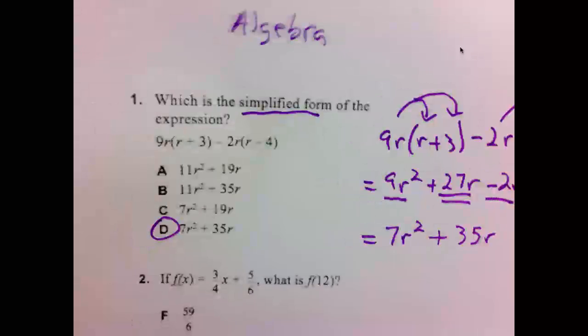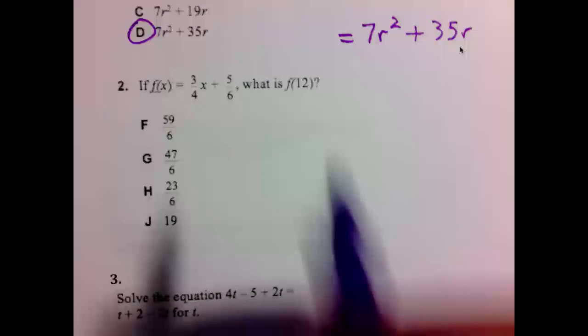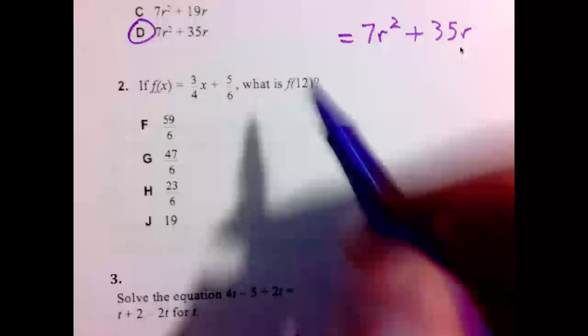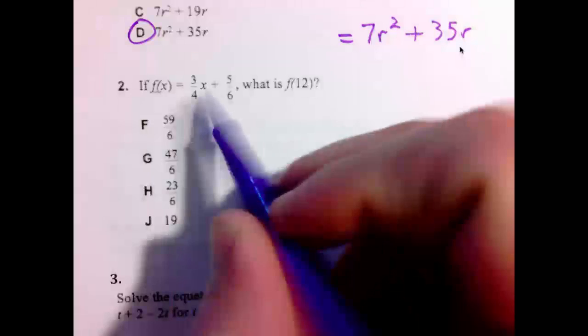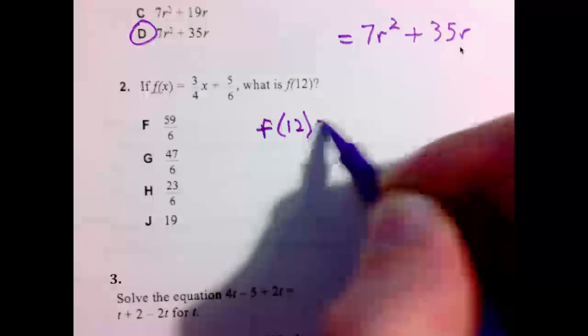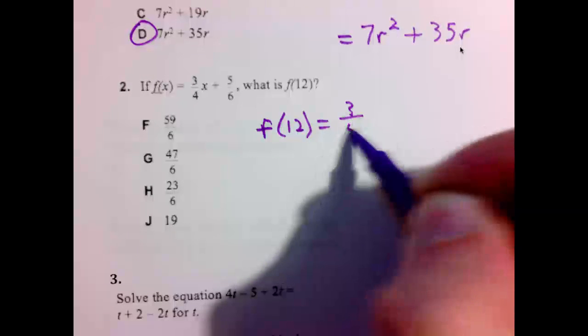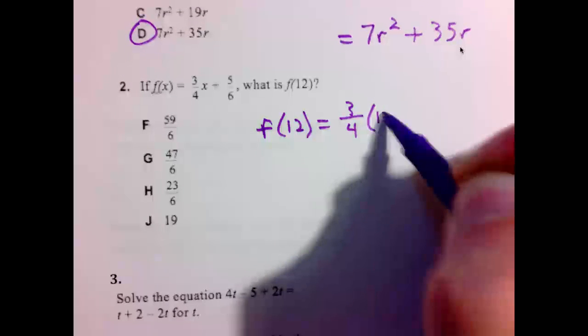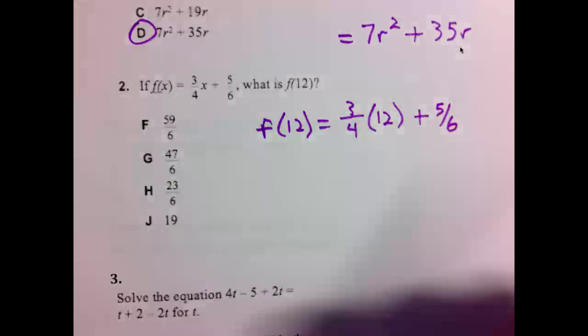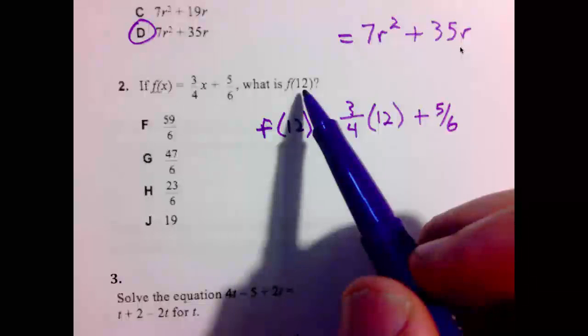Number 1 is D. Number 2 gives us the equation f of x is equal to 3/4 x plus 5/6 and asks us to evaluate f of 12. We're simply going to substitute 12 in place of x. So f of 12 is equal to 3/4 x, with x being 12, plus 5/6. Again, I've substituted in place of x.